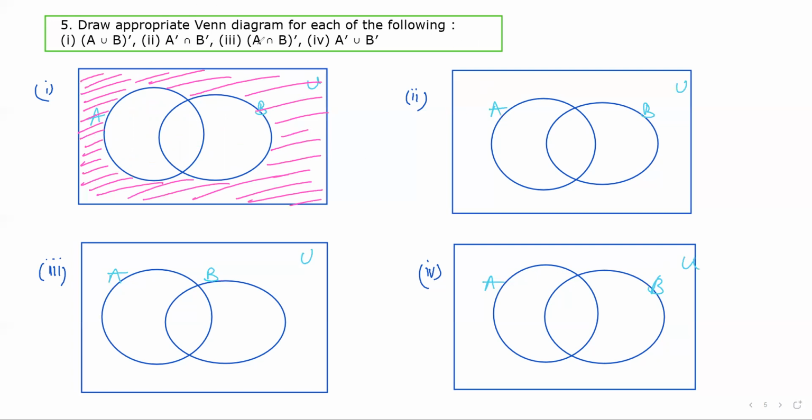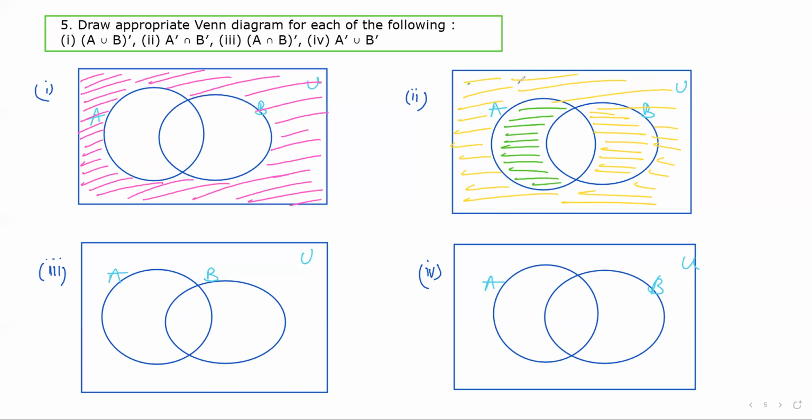Second, A dash intersection B dash. Now, if you consider A dash, this would be A dash, except for A, you have to take the whole outside region. This would be A dash. A dash and B dash. What would be B dash? Sorry, A dash will be exterior of A. So this part of B will also be included. B dash would be excluding B, everything outside B, which means part of A which is not common with B, and the outside region.